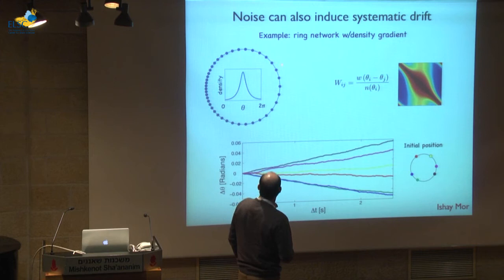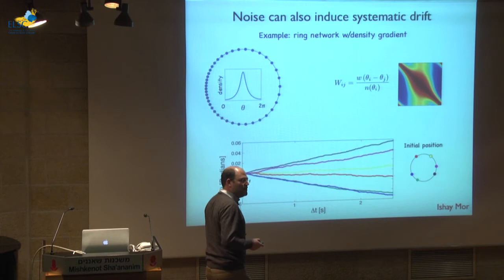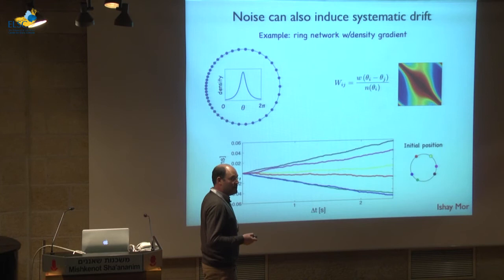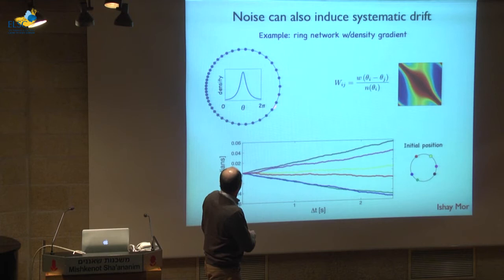So we can construct a network where the density of neurons depends on the position on the ring. We downscale the synaptic weights based on the density at the area of the presynaptic input so that the inputs to a given neuron will be the same as if the density was uniform. In that case, we can get a network whose deterministic dynamics is exactly the same as if the density of neurons was uniform, but the stochastic dynamics is not the same. For example, the diffusion coefficient is larger if the bump is around here compared to a bump which is here.